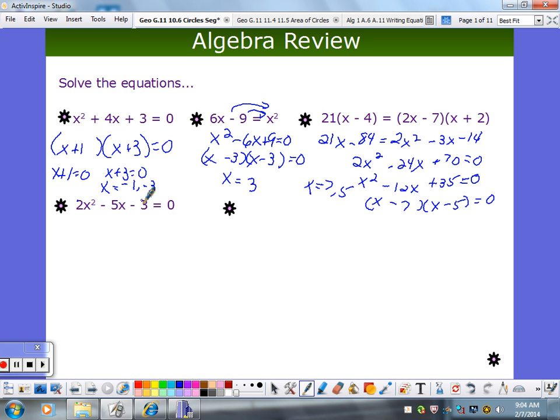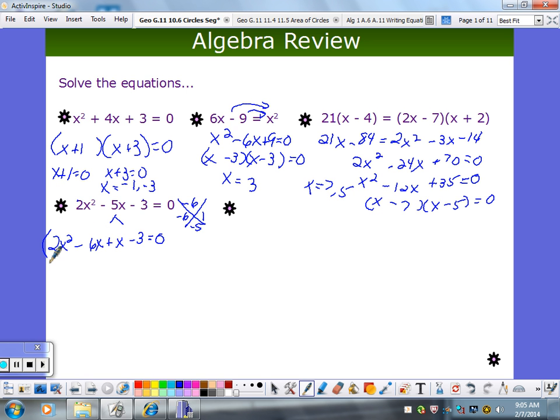You do 2 times negative 3, which is negative 6, and it has to add to negative 5. So I need two numbers that multiply to negative 6 and add to negative 5, yeah? Negative 6 and 1. Looks like that works. So what do I do with that? I'm going to split up the middle term. 2x squared minus 6x plus an x minus 3 equals 0. Correct? We all know what I'm doing?